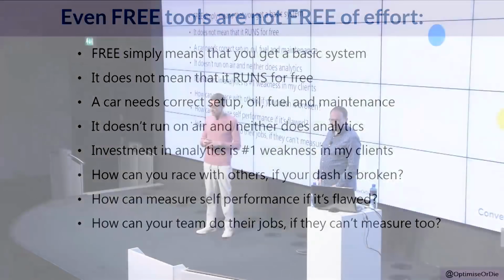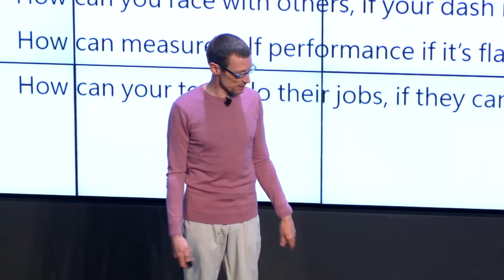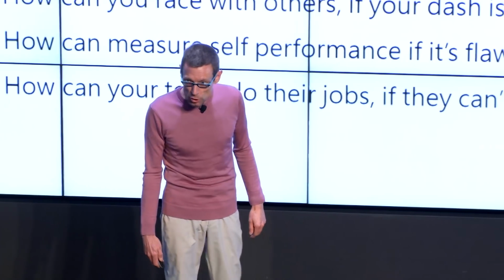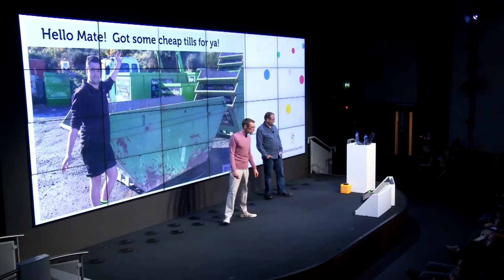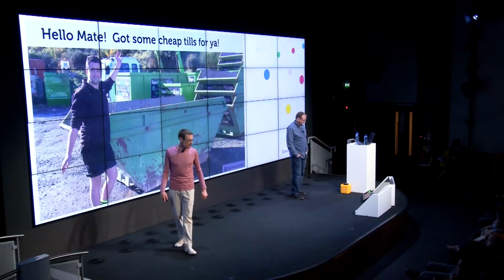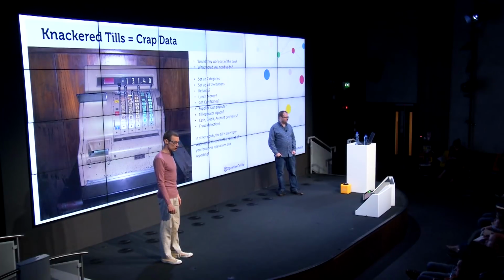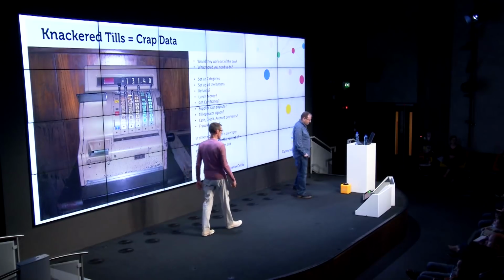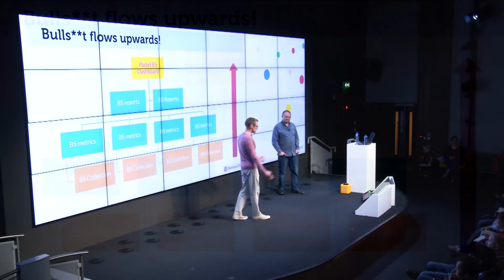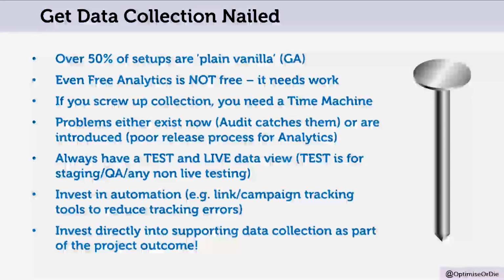And you can't compete against other companies if your dashboard is not showing the right speed or the right telemetry data being fed back to you. How can your team do their jobs if they can't measure? It would be like if you just went and bought some knockoff tills for John Lewis from some guy who had a bunch of them in a skip, and then you put those tills inside a department store. If I had 20 mixed tills in John Lewis, how would my management and reporting systems look? Like a dog's breakfast. Knackered tills, crap data, and then you get this flow of BS through your whole organization, all the way from the collection layer. Bullshit.